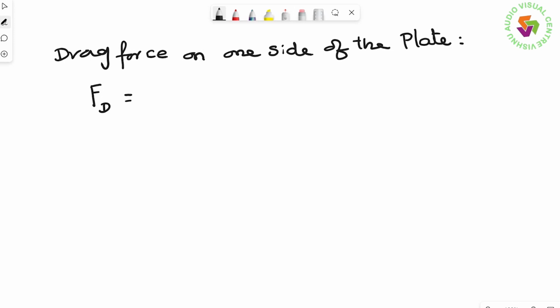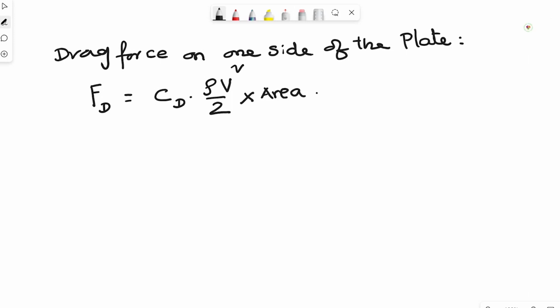Now we already know that the stress is, as already calculated, C_D times rho V square by 2, and you take it into area. Now, what is this C_D? Previously also we talked about one C_D. That C_D is the local drag coefficient, because when I calculate the shear stress, it is at a point. At that point, we used the local drag coefficient.